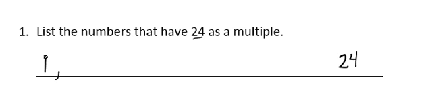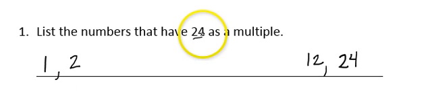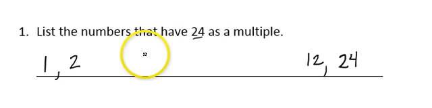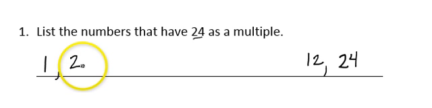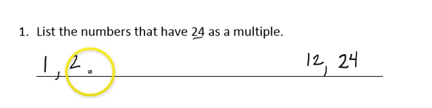Moving on, I also know that I can take 2 times 12 and get 24. So 24 is a multiple of 2, and 24 is also a multiple of 12. When I skip count by 2, I would say 24. When I skip count by 12, I would also say 24.